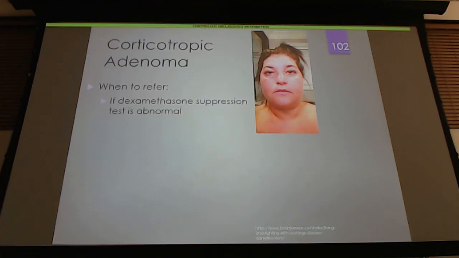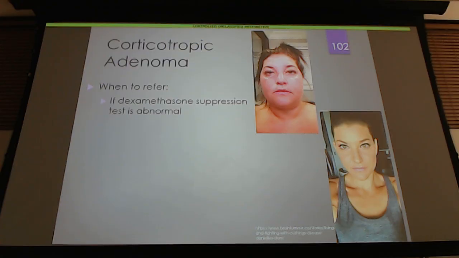Yeah, she was dismissed a lot. She was dismissed over and over and over again, for years and years, with people just saying it was obesity. This is her post-treatment. Totally different person, right? So again, listen to your patient. Yes, this is super, super rare compared to obesity. We'll talk about obesity next time, but just remember to work up your patients.